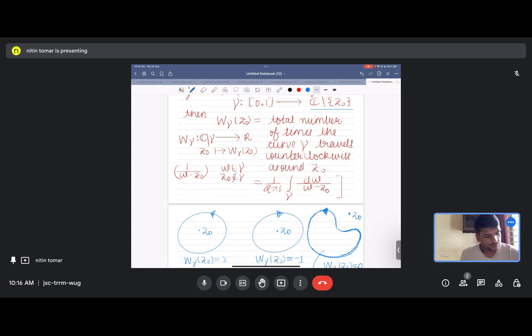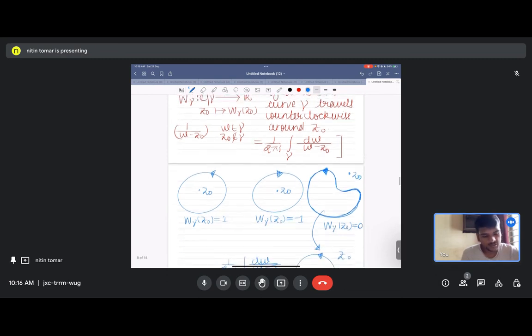Theoretically, we have the formula 1 upon 2 pi i times the integral over gamma of dw by w minus z0. In these examples in the figure, in the first case, gamma is a closed curve and z0 is some point which does not lie on gamma, so its winding number is 1. In the second case, because the direction is clockwise, its winding number is -1. In the third case, z0 lies outside gamma, so its winding number is 0.